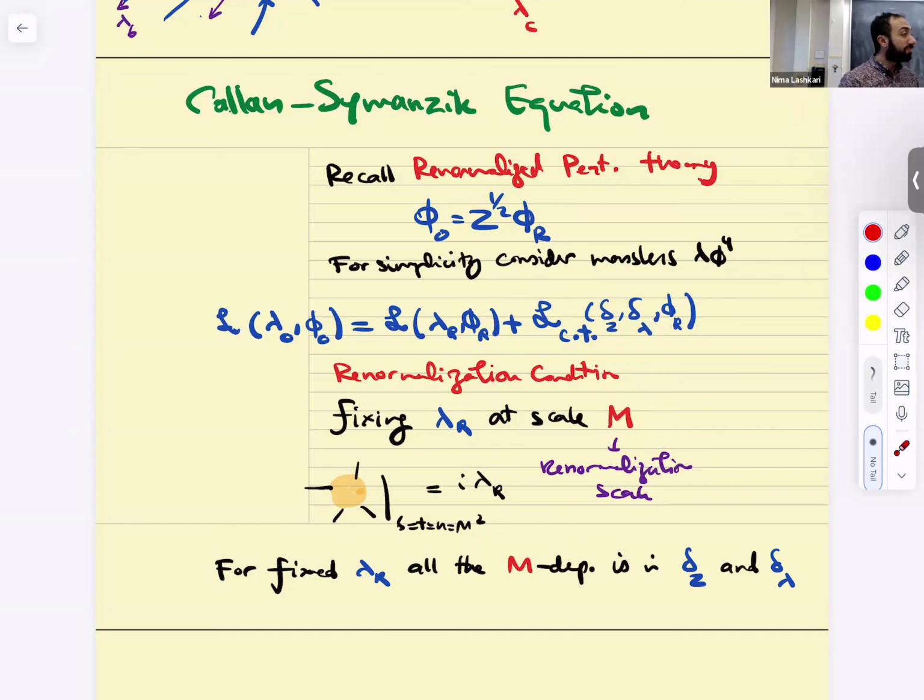So when you renormalize the theory at this level, doing renormalized perturbation theory, imposing the renormalization conditions, for fixed lambda of r, all the m dependence is in delta of z, delta of lambda, and delta of m. It's the counter terms. All the m dependence is in the counter terms, because we just want to solve this equation. Lambda of r doesn't have any m dependence at the moment.